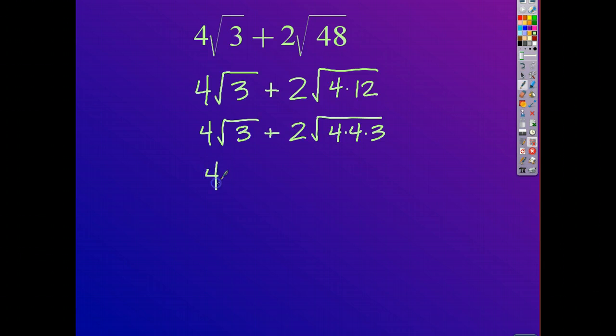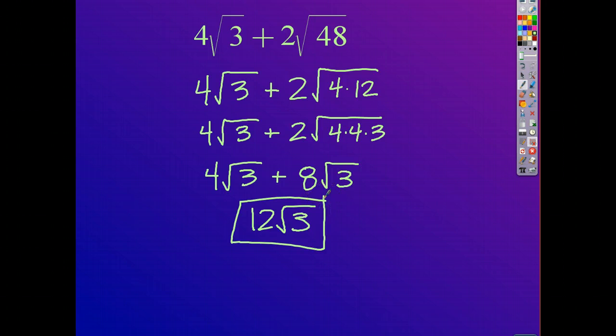Okay, so that means 4 radical 3 plus, now what's going to happen here is we have 4 squared. So the square root of 4 squared is 4. That's coming out, multiplied by 2, so I get 8 radical 3. Now I have 4 of these radical things and 8 of these things, and they're the same: square root of 3, square root of 3. I have 4 of them and 8 of them, so altogether I have 12 of them.